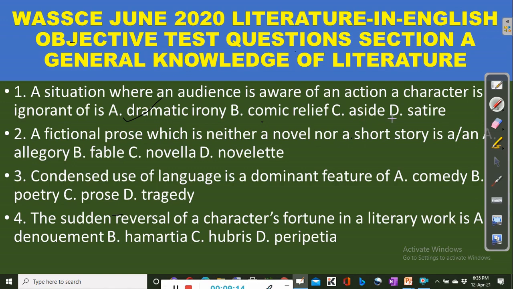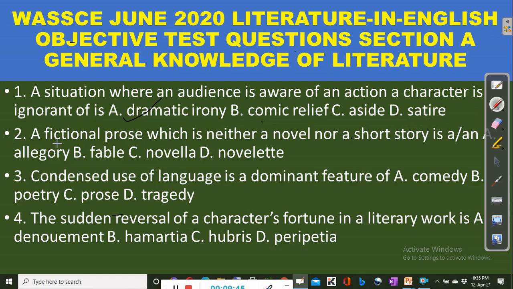Then you have satire, which is a literary work that is devoted to ridiculing or making a mockery of certain human behaviors, highlighting the folly or the stupidity of certain actions of humanity. That is satire. A work of art devoted to doing that is a satire.